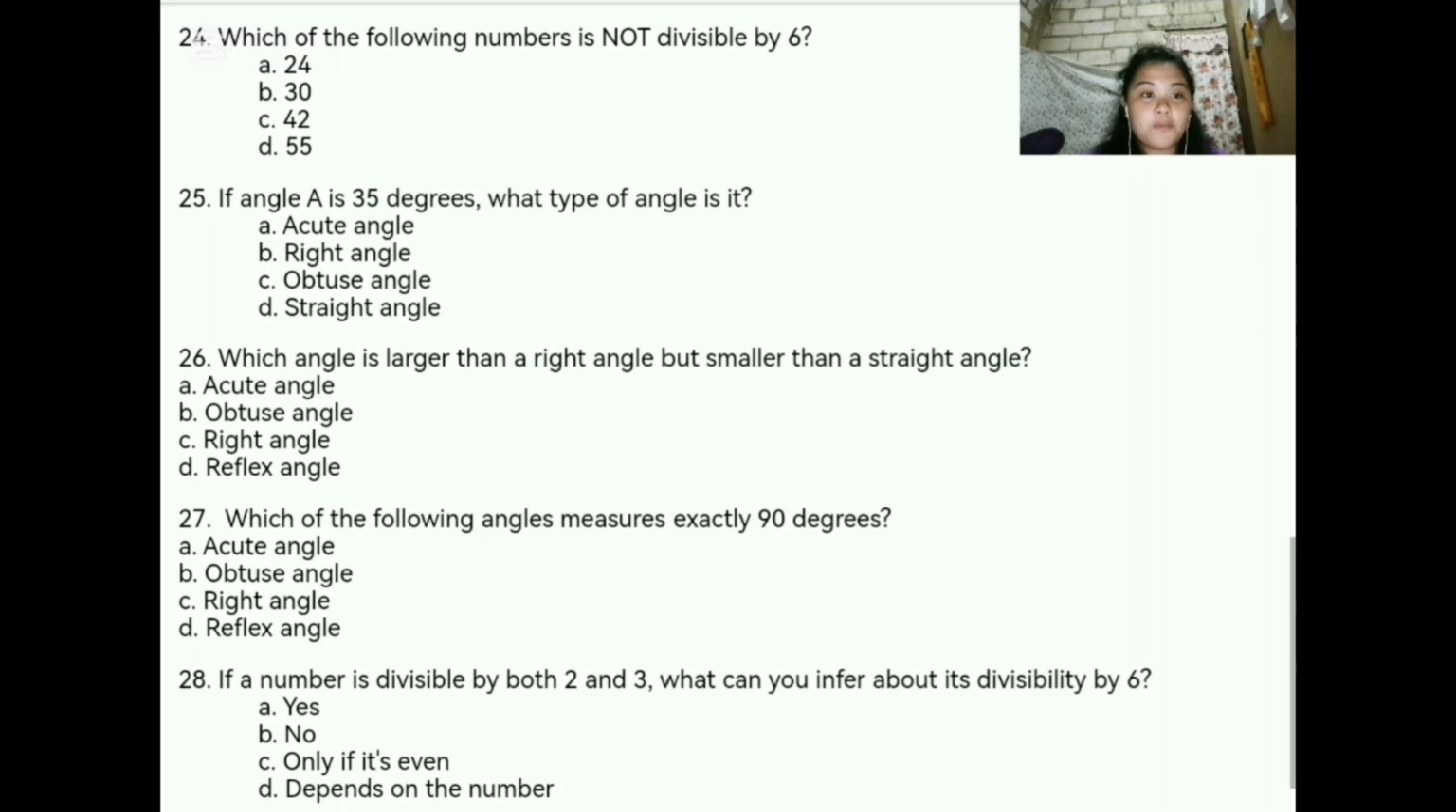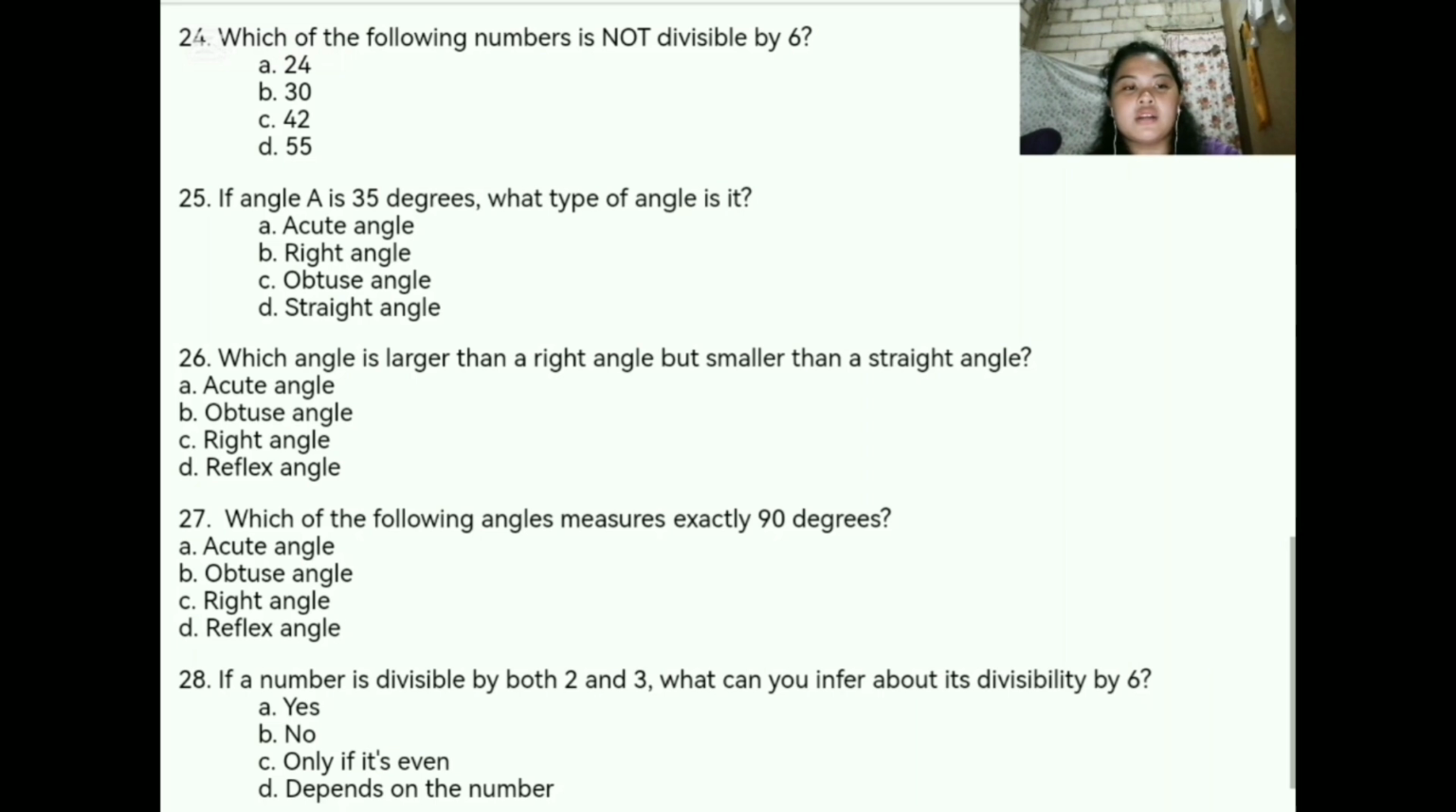So the last option is letter D, 55 is the only option that is not divisible by 6 because 55 is divisible by 5, 1, and the number itself. So again, the correct answer for number 24 is letter D, 55. Okay, number 25. If angle A is 35 degrees, what type of angle is it?